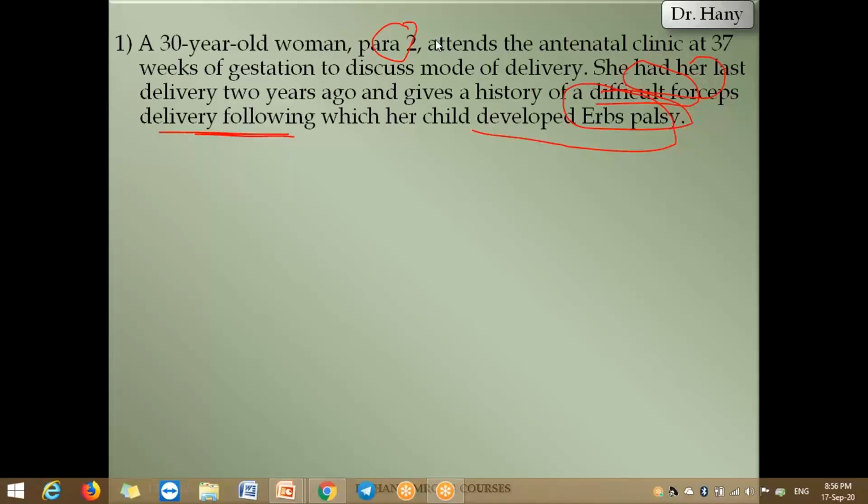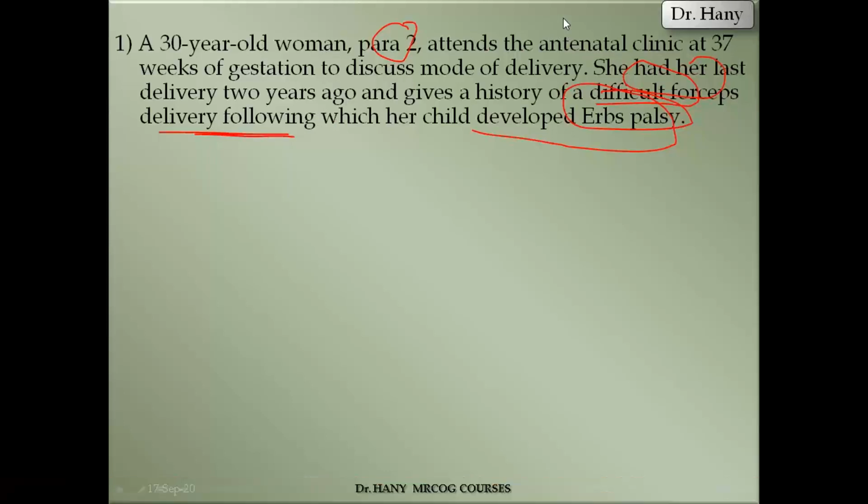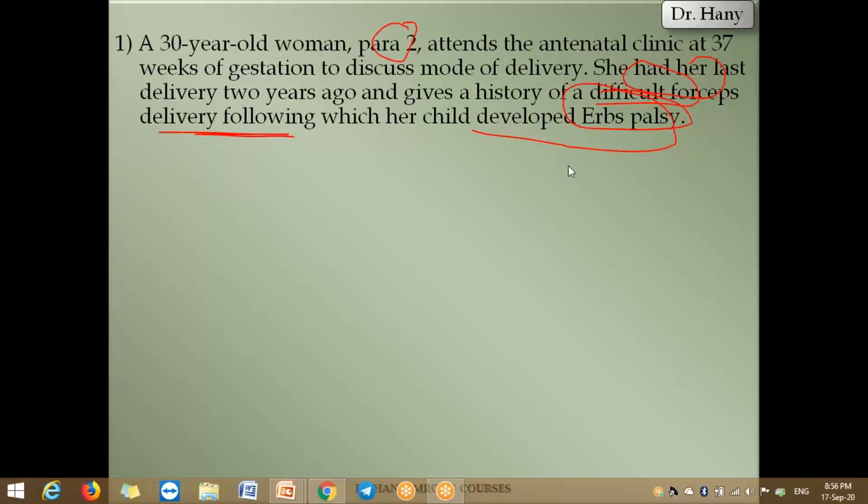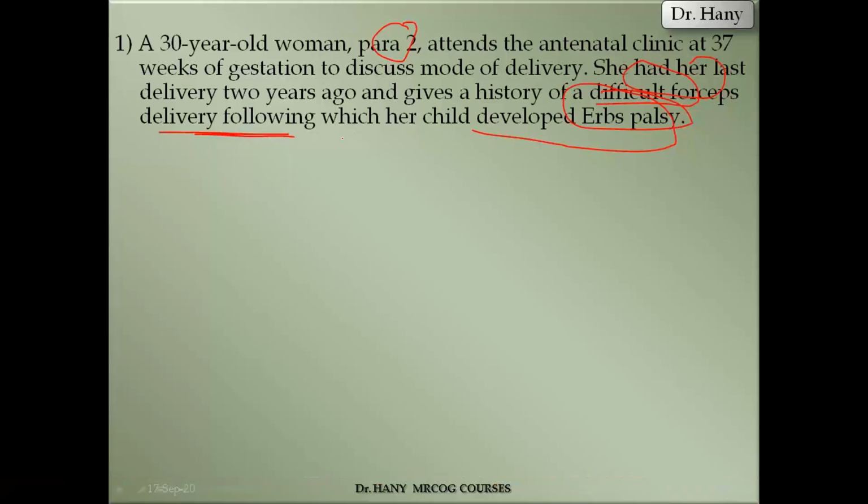So it is counseling in the clinic. So what will you think about? Who knows? Elective cesarean section after 39 weeks. Recurrence is high, so we can offer her a cesarean section.